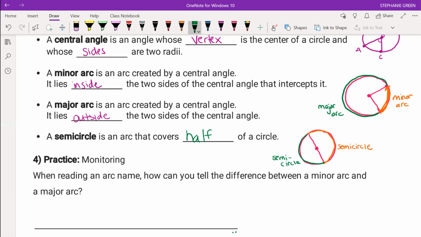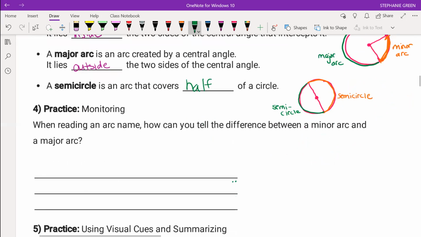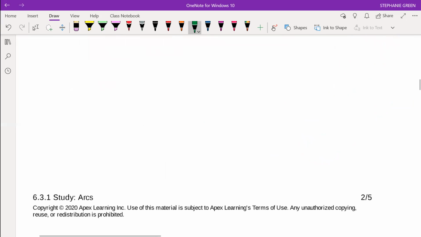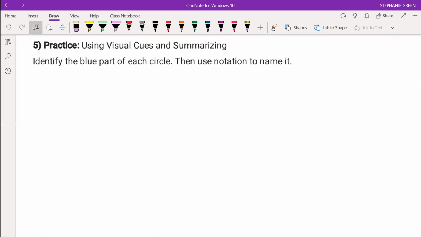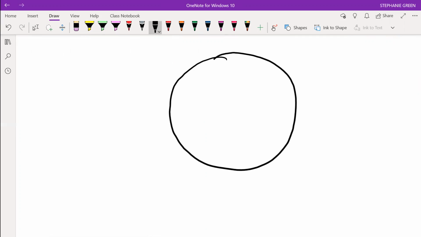So we end up with two semicircles. So before I talk about this part, let me move down here and talk about how we name an arc. Again, I'm going to draw a picture of a circle and its center. And I'm going to draw a central angle that's not a straight angle this time. So here's my central angle.